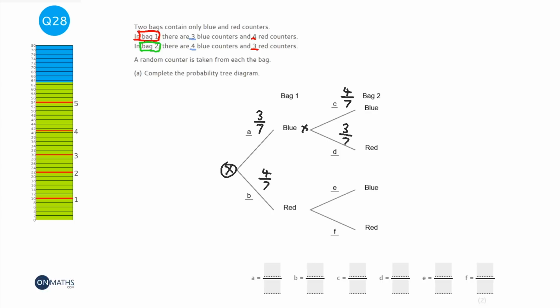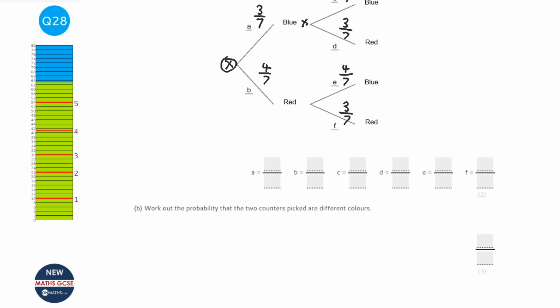And a blue from bag 2, well, that would stay the same, wouldn't it? Because there's still 4 blues and there's still 7 altogether. And there's 3 reds and 7 altogether. And that would be enough to get you full marks. Let's move on to the second question.